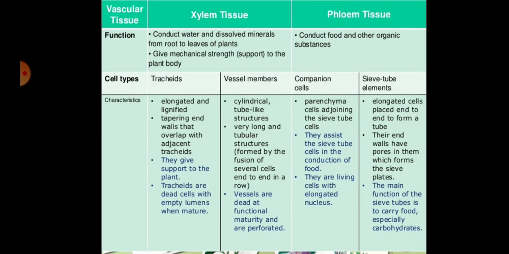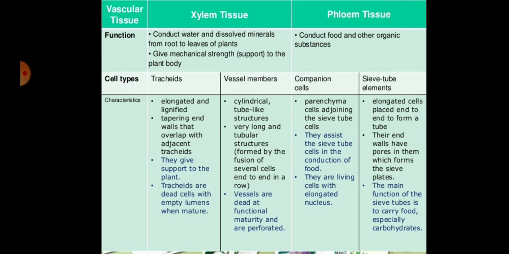Now xylem has tracheids and vessel members. These two cells are important there. In case of phloem tissues, companion cells and sieve tube elements are important. Now tracheids are elongated and lignified, tapering and thick-walled, and overlap with adjacent tracheids. These tracheids present in xylem tissues give support to the plant. Along with their conducting function, they are involved in mechanical functioning also.